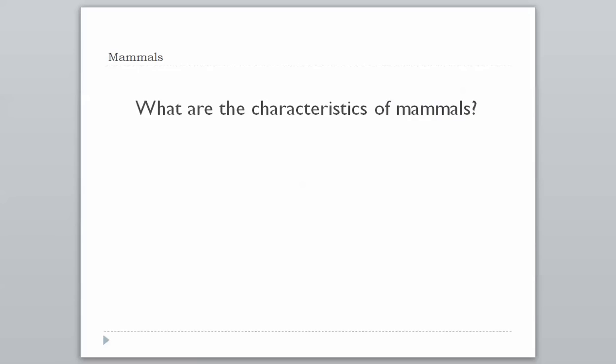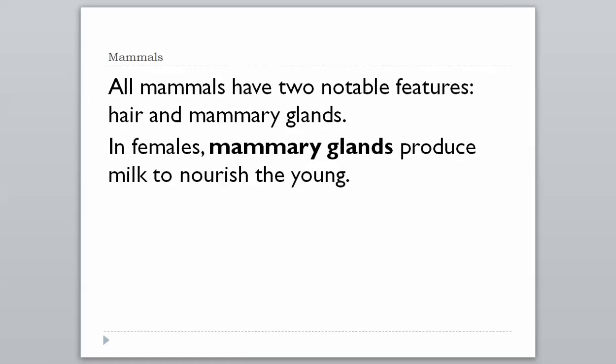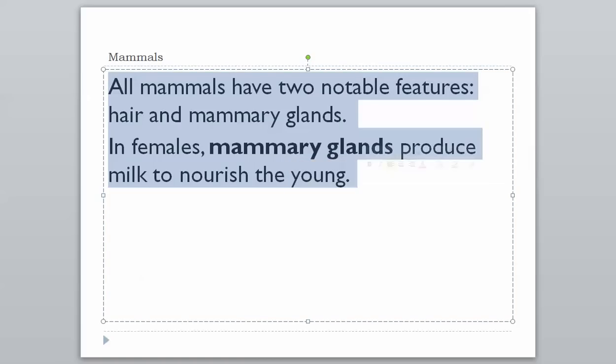To start, we obviously have to get what the characteristics of mammals are, which I've kind of alluded to a little bit already. All mammals have two notable features. These are the two most important features that all mammals have. They all have hair, and they all have mammary glands. In females, the mammary glands produce milk to nourish the young. So this is our most important, all-inclusive characteristic of mammals: they have hair, they have mammary glands, and in the females it produces milk. This is the most important thing we're going to need to know about our mammals.